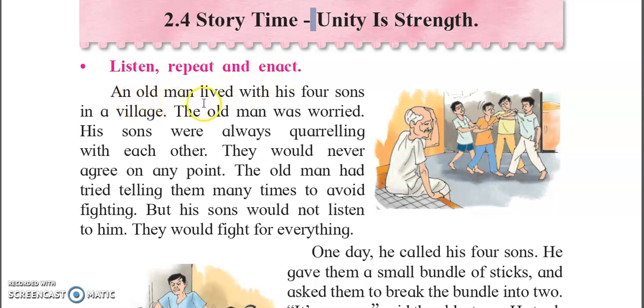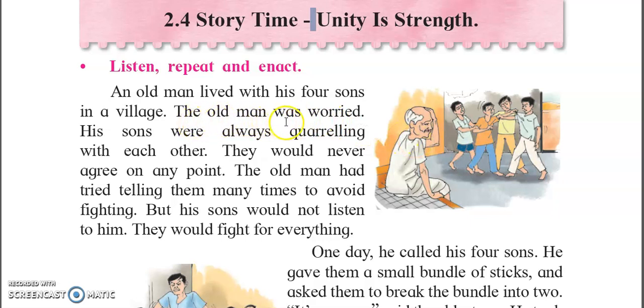An old man lived with his four sons in a village. Now this is the old man. He lived with his four sons, 1, 2, 3, and 4. Four sons in a village, not in the city, in a village where they have small houses and many trees. So he lived in a village.